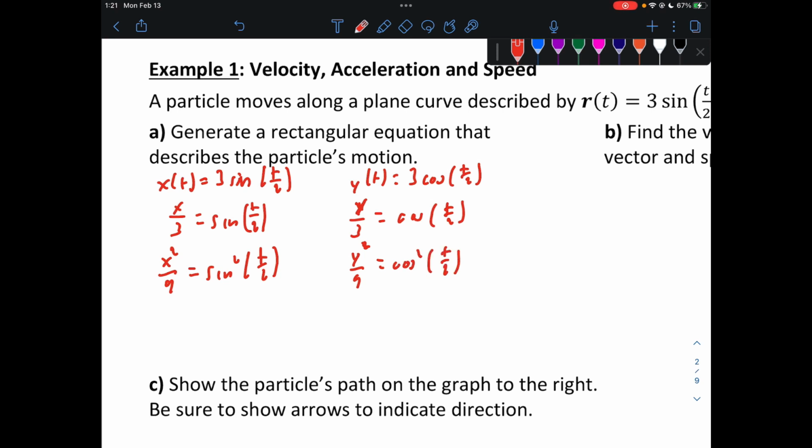From our pre-calculus days, we remember that sine squared plus cosine squared equals 1, so therefore x squared over 9 plus y squared over 9 equals 1. Multiplying by 9, we get x squared plus y squared equals 9. Meaning this is just a circle with radius 3, centered at the origin.